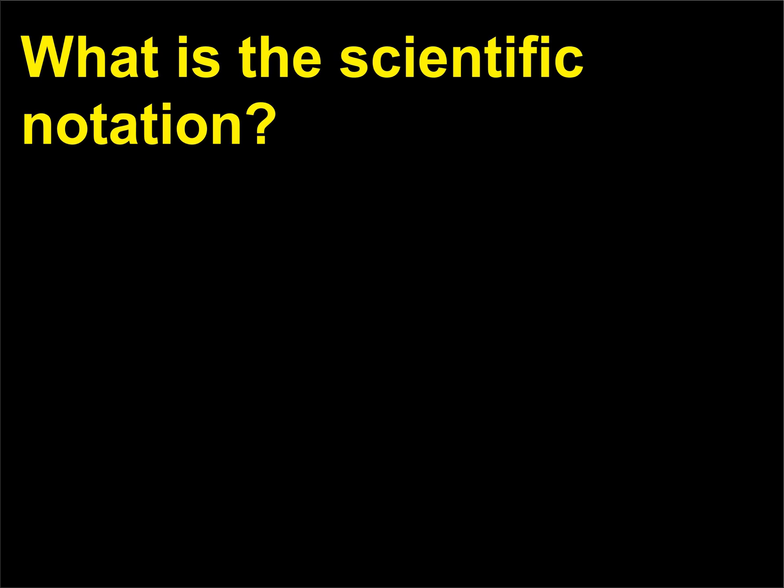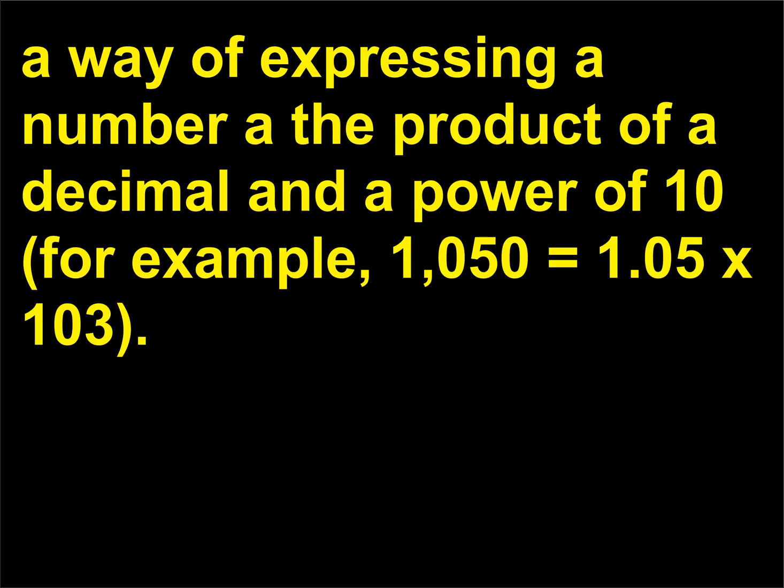What is scientific notation? A way of expressing a number as the product of a decimal and a power of 10. For example, 1050 equals 1.05 x 10^3.